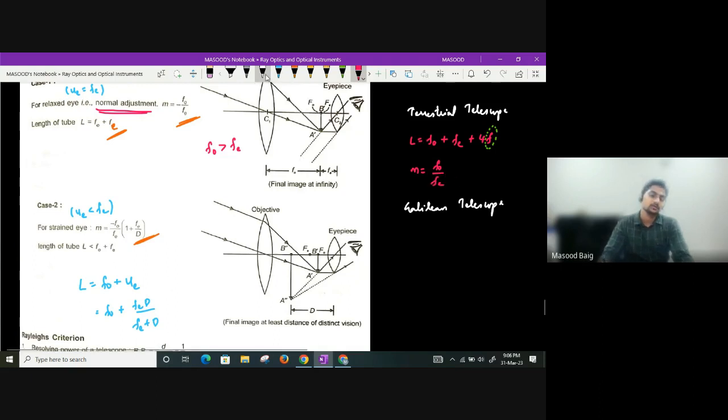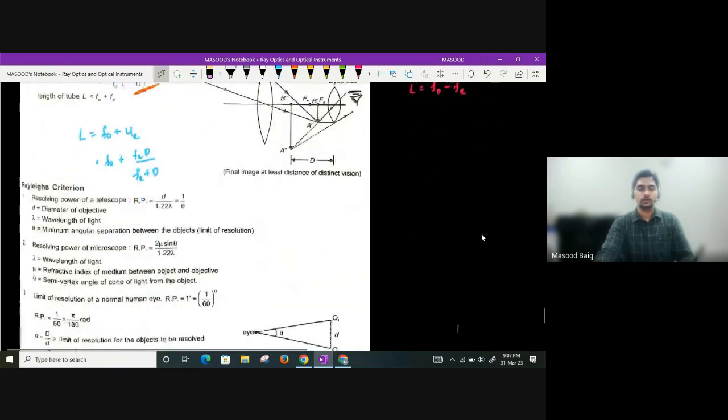In the Galilean telescope, till now in all the microscopes or telescopes that we have taken, all were convex lenses only. Whereas in the Galilean telescope, the objective lens will be a convex lens, and the eyepiece lens will be a concave lens. So here the length of the tube will be given as f naught minus fe, guys. Okay, magnification anyhow is f naught by fe only. Clear, all of you?